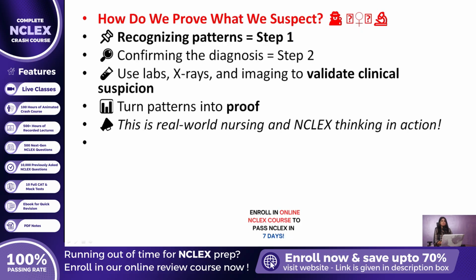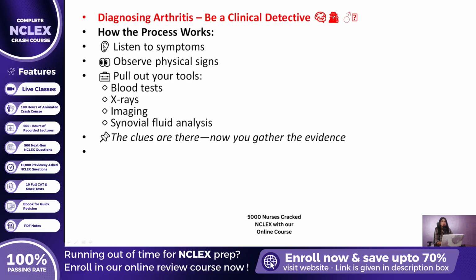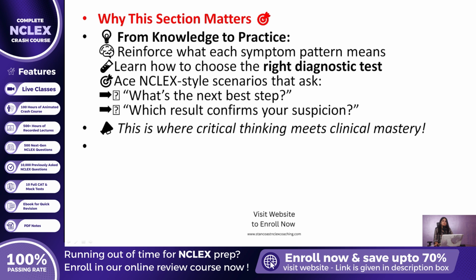You listen to your patient's story, pick up on subtle physical clues, and then pull out your toolkit: lab tests, x-rays, and imaging studies to solve the case. And trust me, this is the part where everything you have learned starts to click. So stay with me as we walk through the specific tests and tools used to identify each type of arthritis.